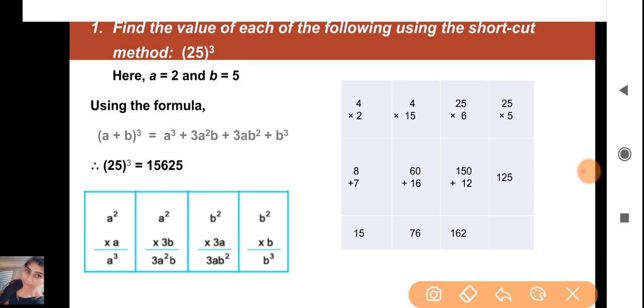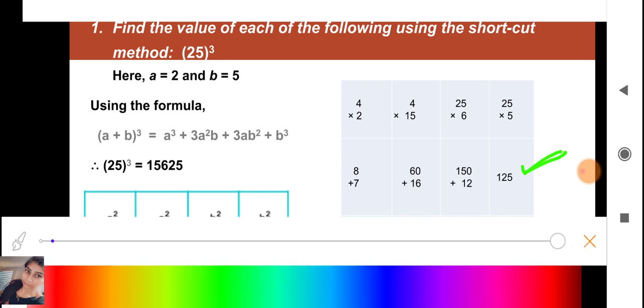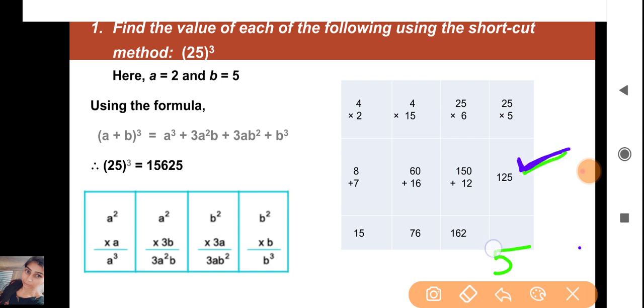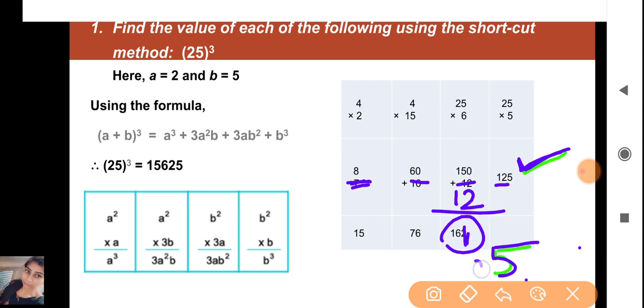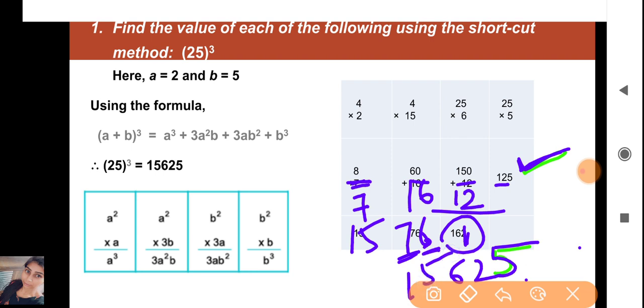What have we done in the next part? From this 125, you should write 5 in the answer, and just cancel this term. I'll explain: from this 125, if I am writing 5 here, what is left? 12. So add 12 in this one, and you're getting 162. From this 162, just 2 will be written here in the answer, and this 16 will be written over here, so 16 plus this 60 is 76. Again from 76, 6 should be written here. Then 7 will be added here, and this will become 15. So the whole 15 will be added here. So this is the cube of 25.